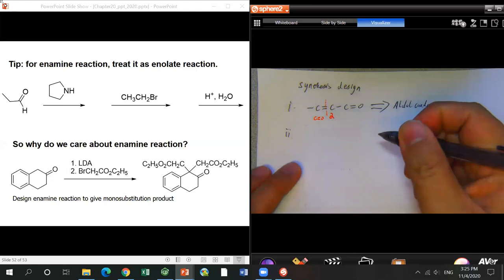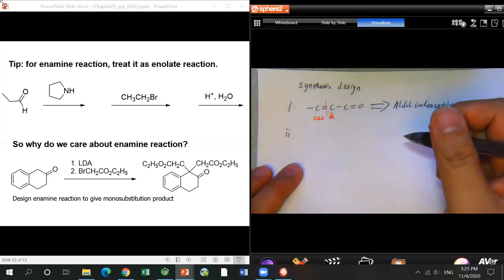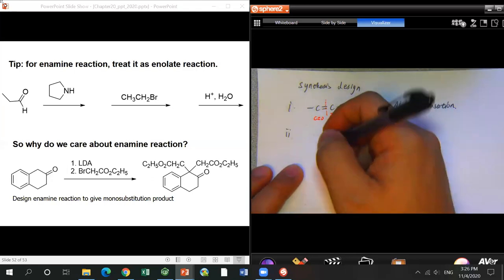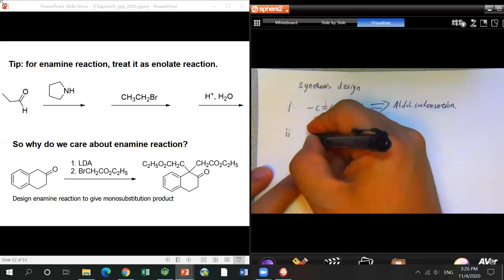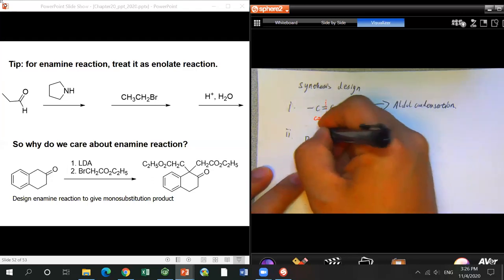In the homework, especially the online homework, there are questions that ask you to use the chapter 20 reactions to make all kinds of compounds.